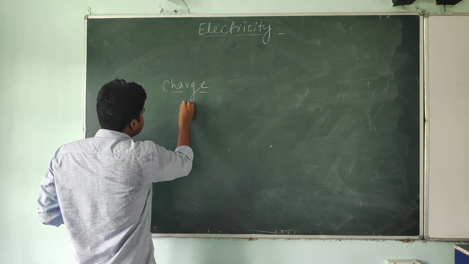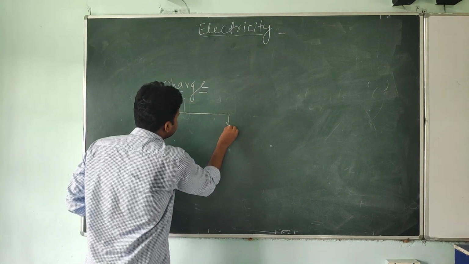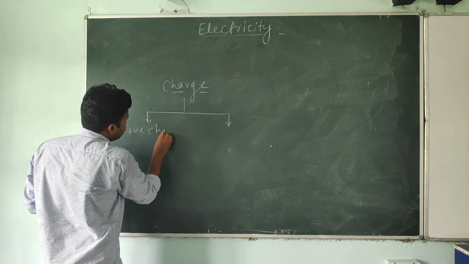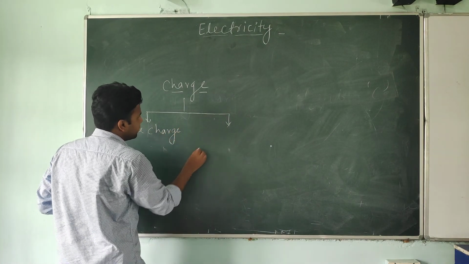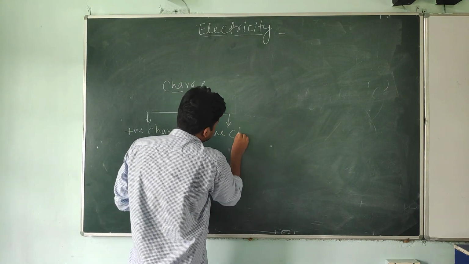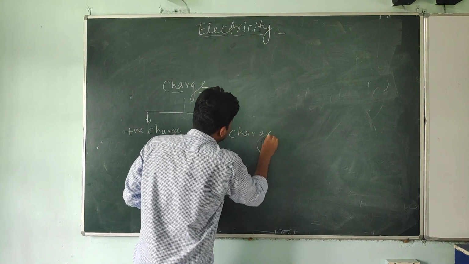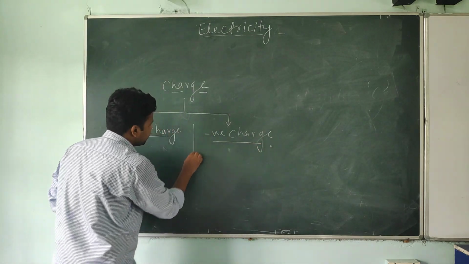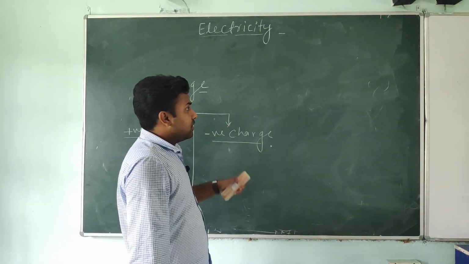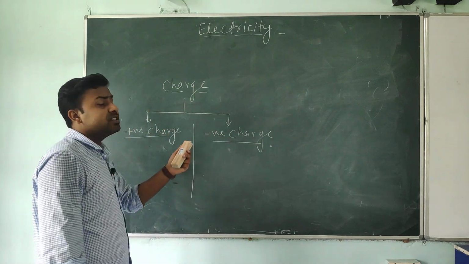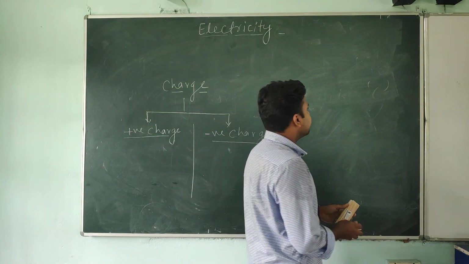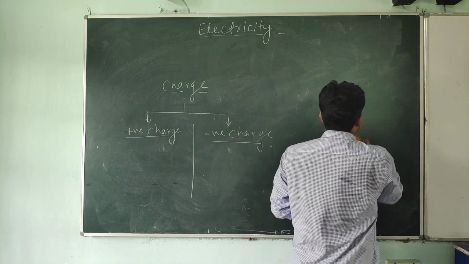Now charge, we all know there are two types of charge: positive charge and negative charge. Now students, to understand this well, what is positive charge and what is negative charge, I am going to take the help of atomic structure.